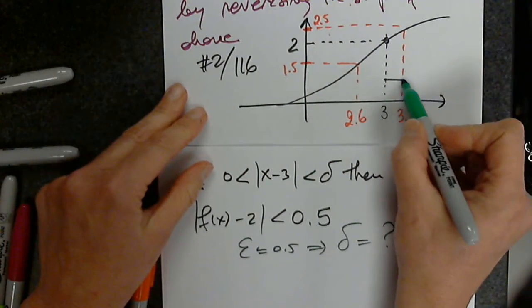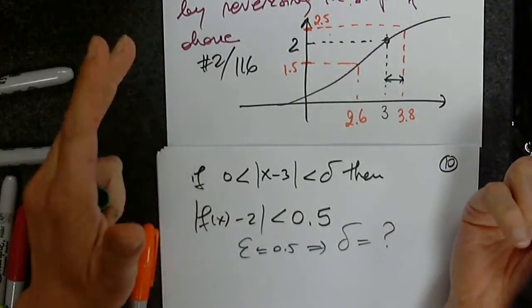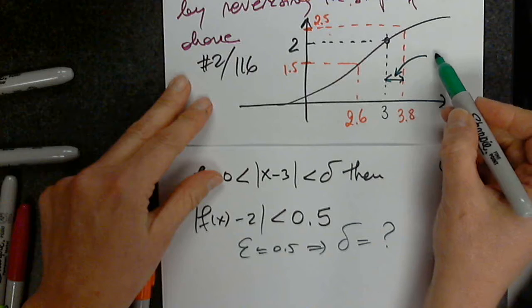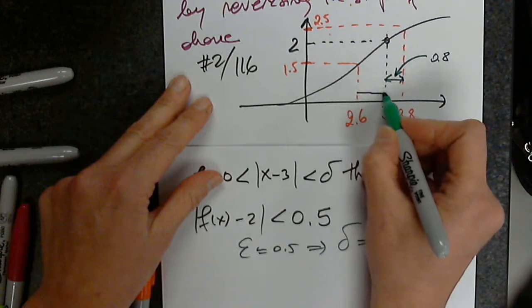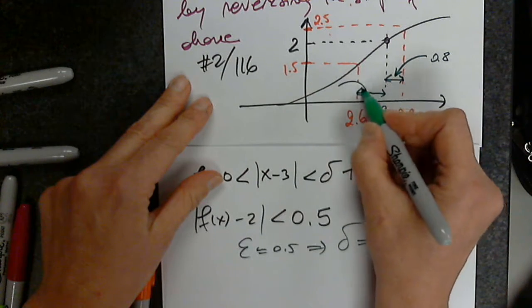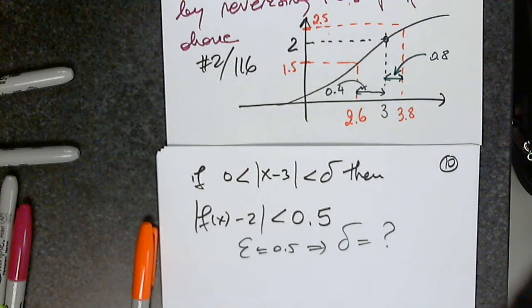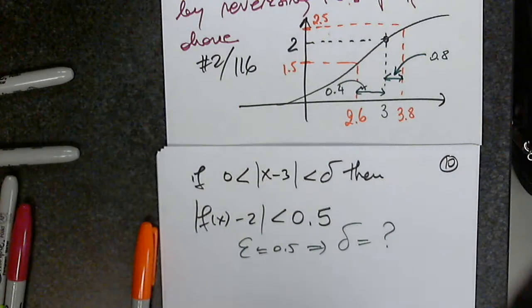What is this? Of course, my graph is not perfect. Forgive me. So what does this equal to? 0.8. Good. What does this equal to? 0.4. I have to choose the smallest of the two. The interval has to be symmetric, and I have to choose the smallest of the two. And let me explain why.